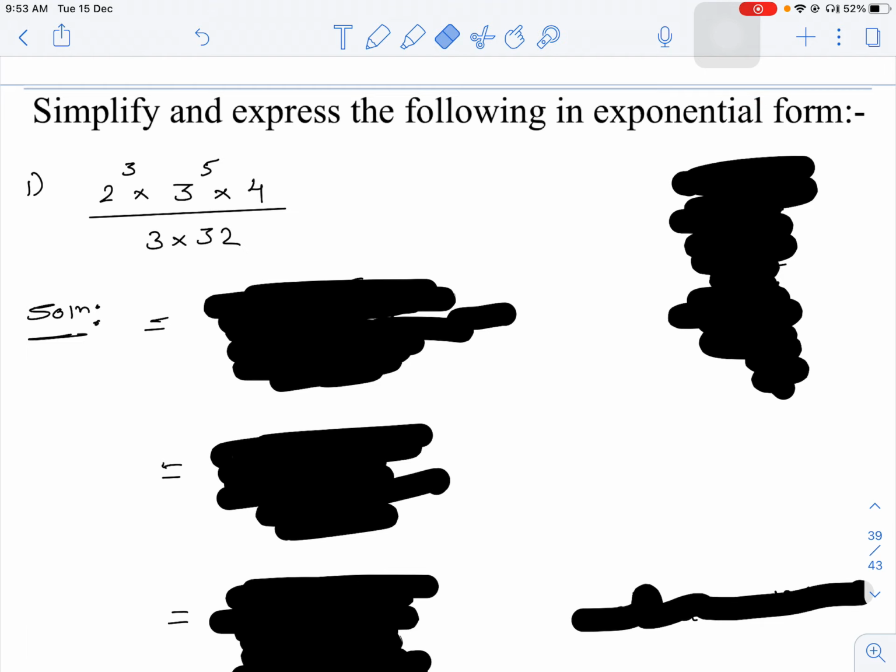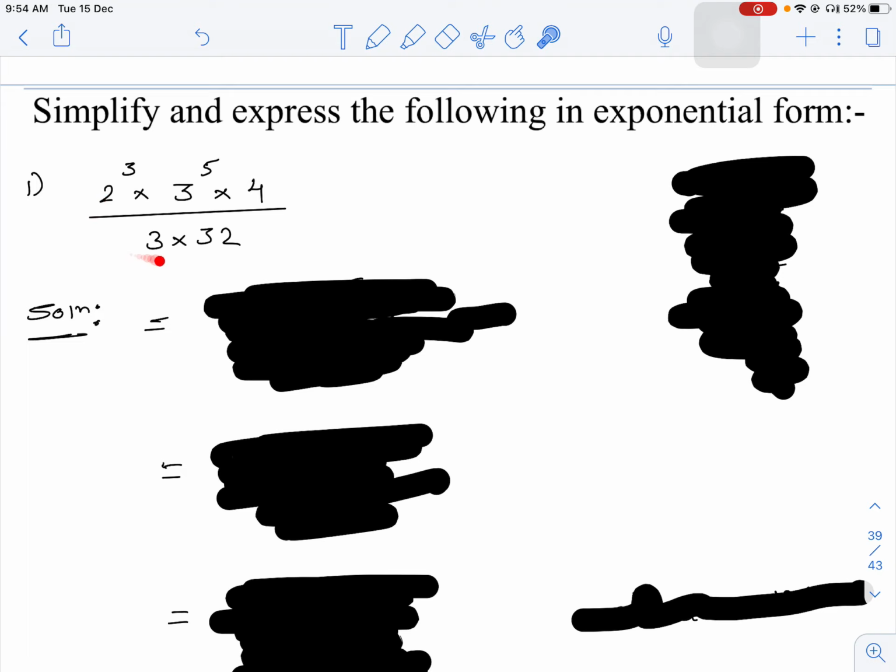So here we have: simplify and express the following in exponential form. It means that whatever answer we get, we have to write it in exponential form. So let us consider our first example. Here it is given 2 raised to 3 into 3 raised to 5 into 4 upon 3 into 32.